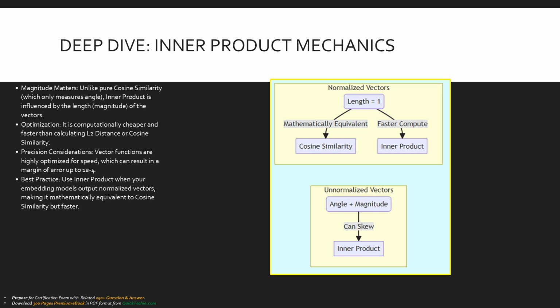Let's compare vector states using this block diagram. In the top block for unnormalized vectors, using inner product evaluates both angle and magnitude, which can potentially skew your ranking if document lengths vary wildly. Now, focus on the bottom block for normalized vectors. When the vector length equals 1, the inner product becomes mathematically identical to cosine similarity in terms of ranking order. However, as shown by the bottom execution path, the inner product achieves this result with significantly faster compute. For large-scale AI applications, this architectural choice saves time and resources.